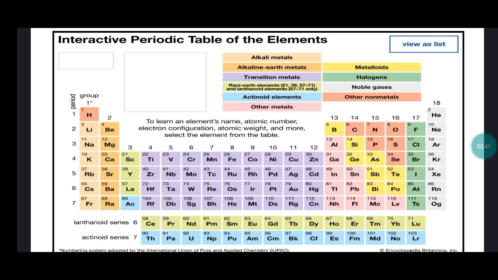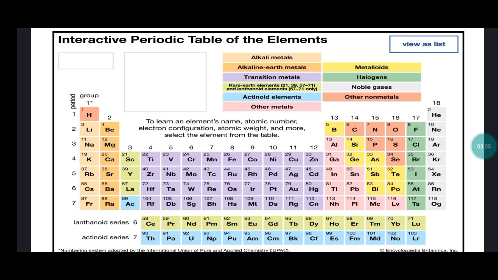Now we discuss the trend of electropositive character and electronegative character. If we go from up to down, electropositive character increases, and if we go from left to right, electropositive character decreases, that is, electronegative character increases.